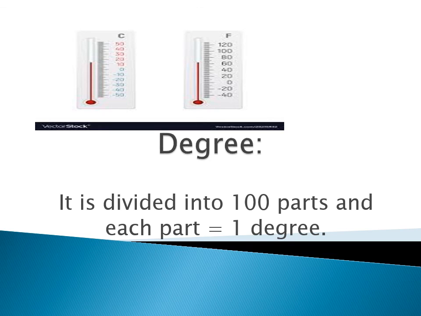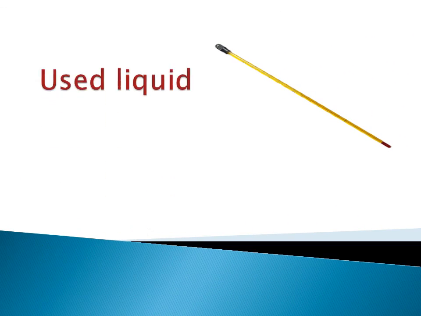It is divided into 100 parts from 0 to 100, so each part equals 1 degree. The liquid used inside the Celsius thermometer is mercury.